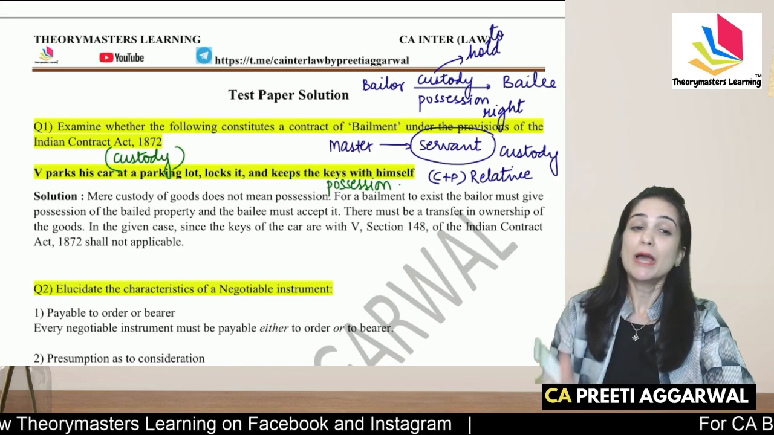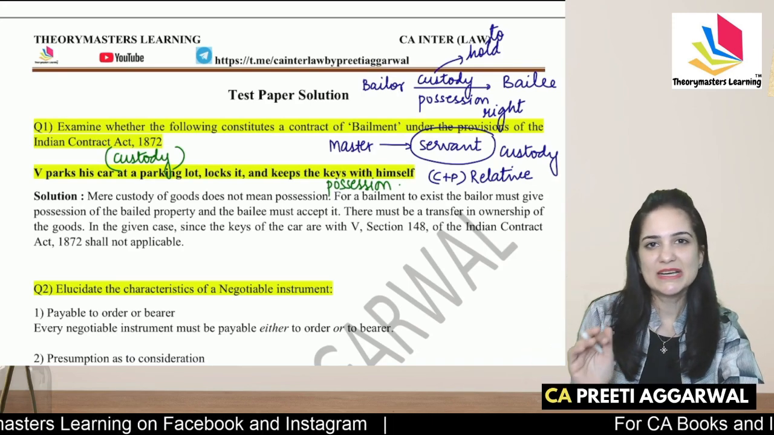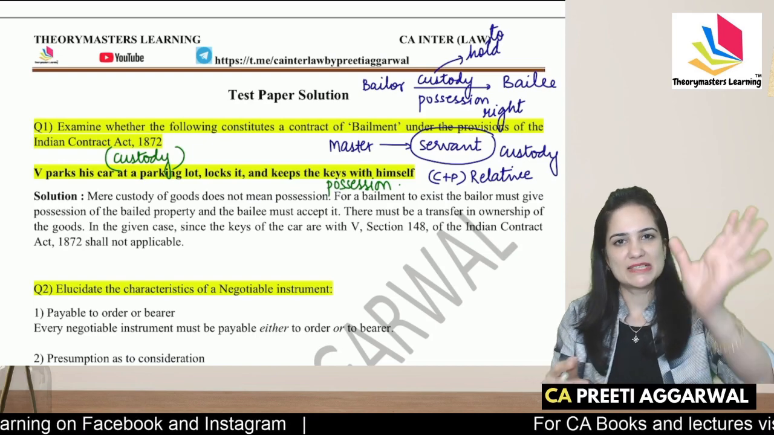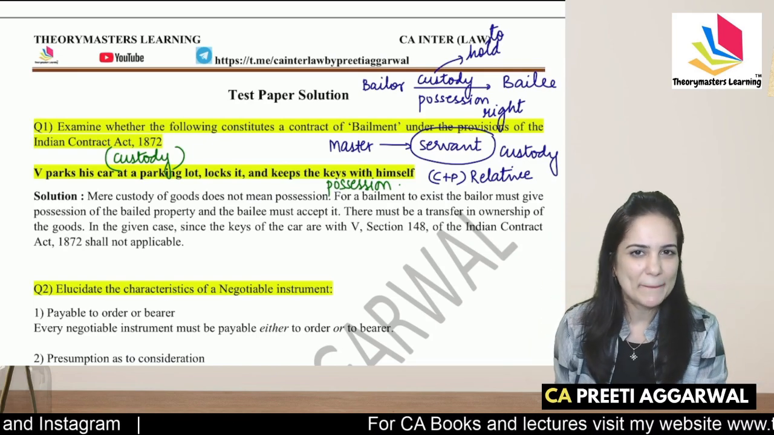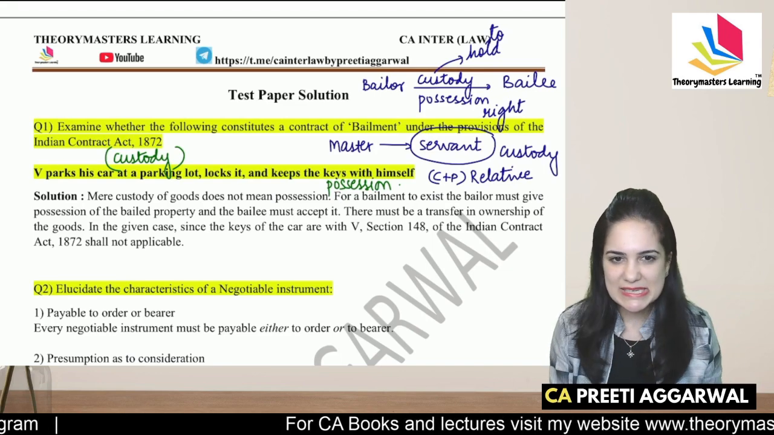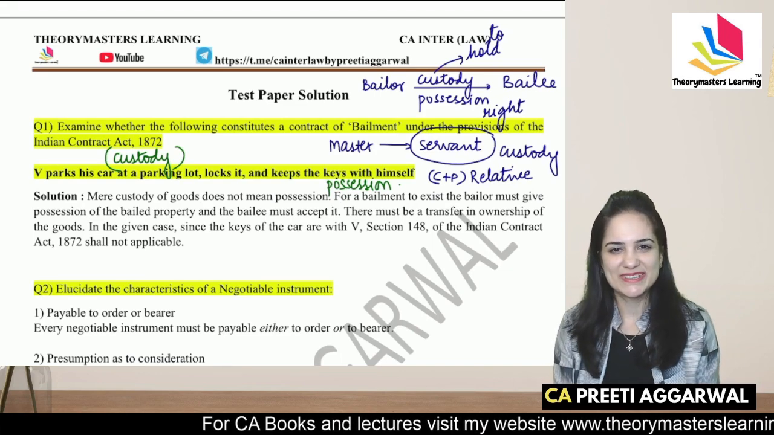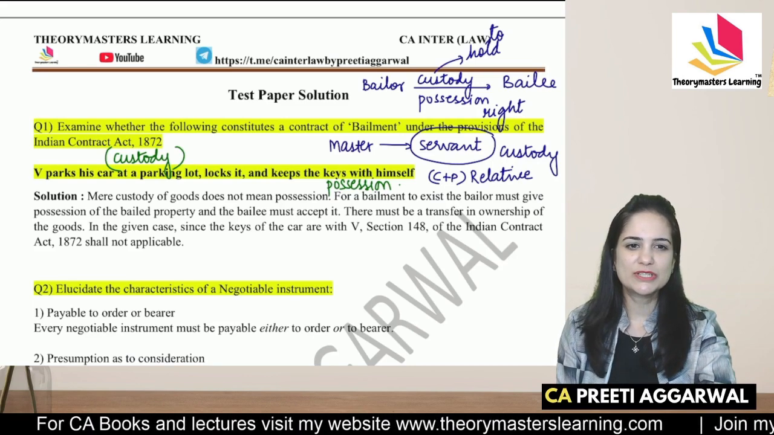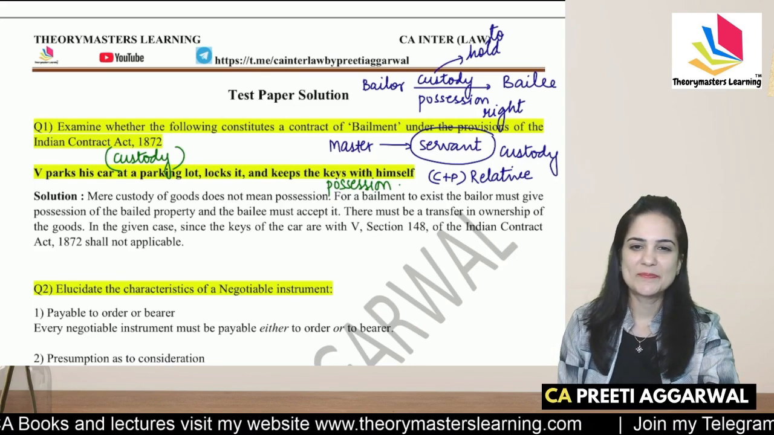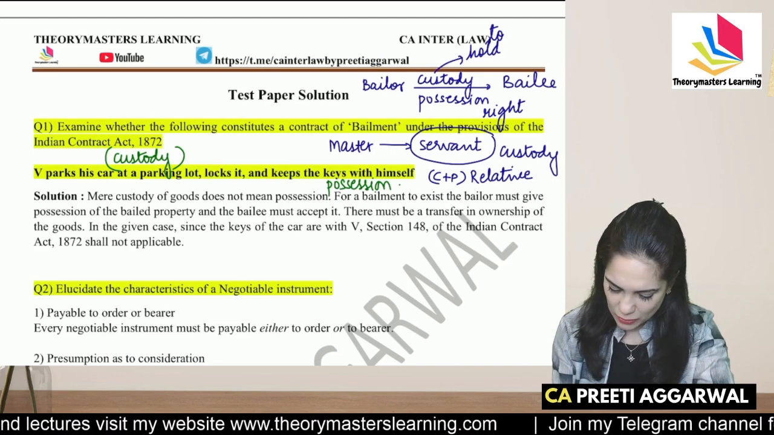This is not bailment. But what if we had given the keys? Then yes, along with the custody of the car, he has also transferred the possession. It is a valid contract of bailment. So mere custody does not mean possession. For bailment, the bailer must give possession of the goods to the bailee and bailee must accept it. There must be transfer in ownership.